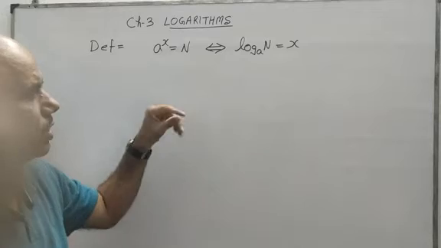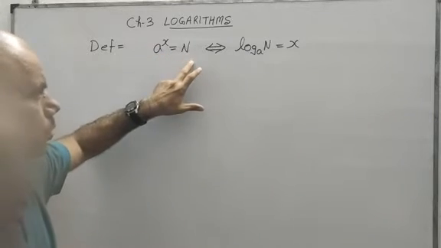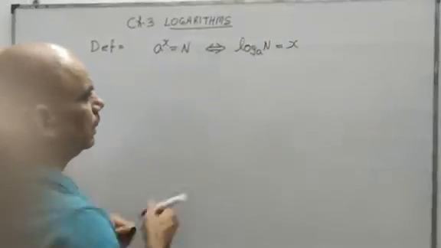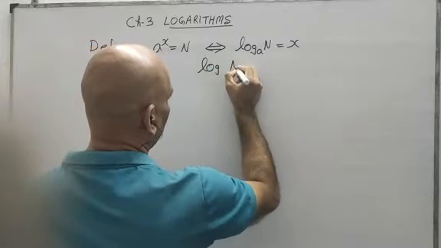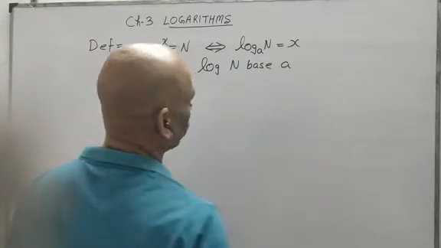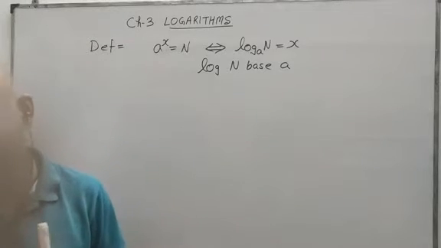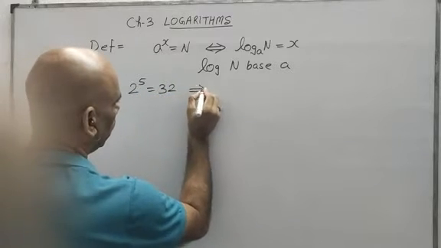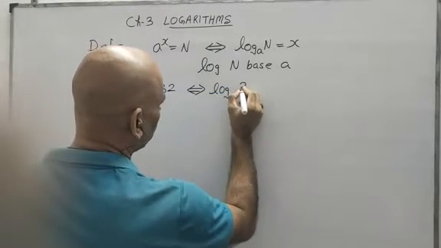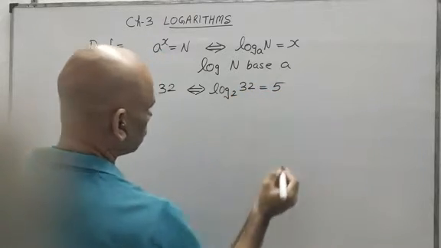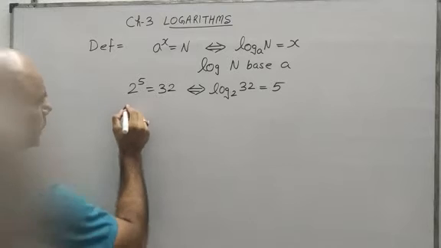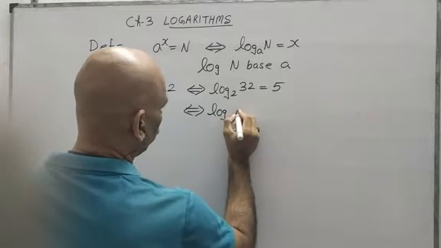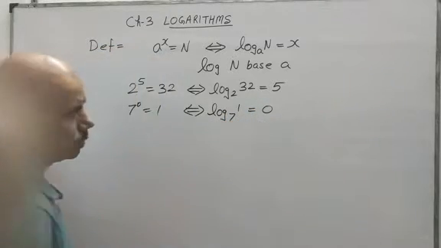And this is a reversible relation: if a to the power x is equal to n, then log n base a is equal to x. This is read as log n base a. Understood? So this way we can say that 2 to the power 5 is equal to 32, which means log 32 base 2 is equal to 5. And 7 to the power 0 is equal to 1, which means log 1 base 7 is equal to 0.